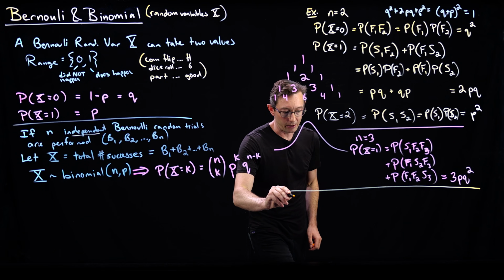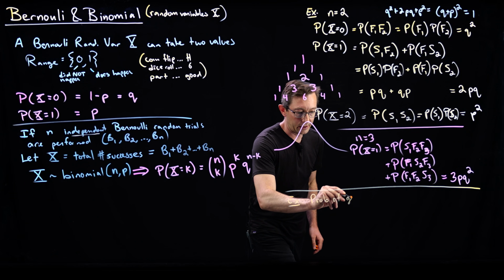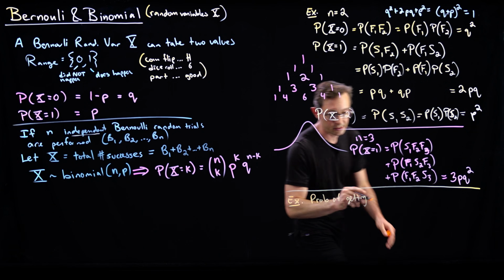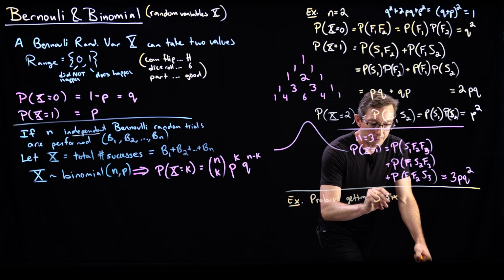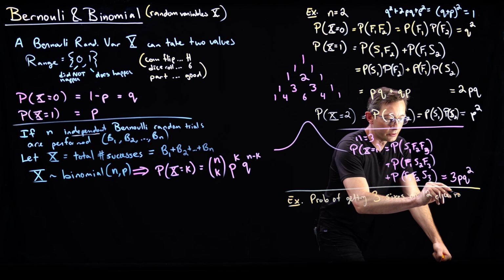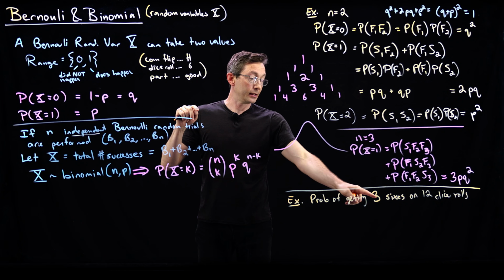But let's say, example, what's the probability of getting 3 6s on 12 dice rolls? So a success means getting a 6.